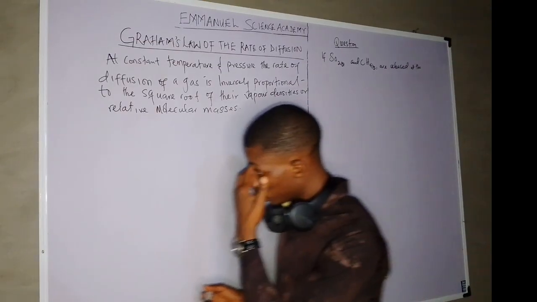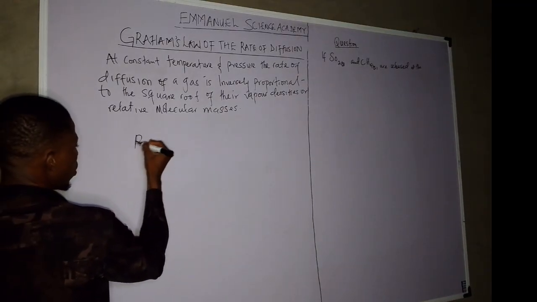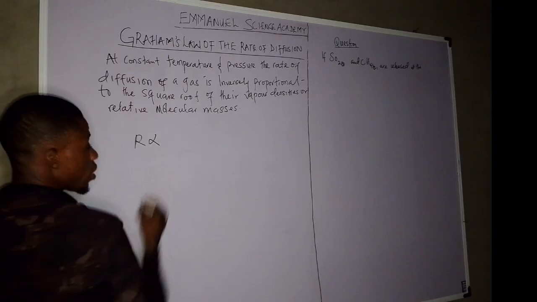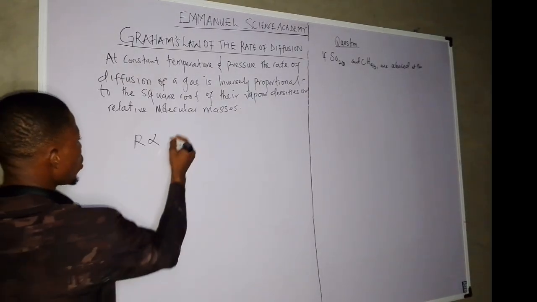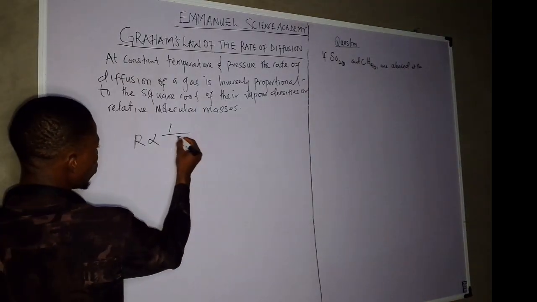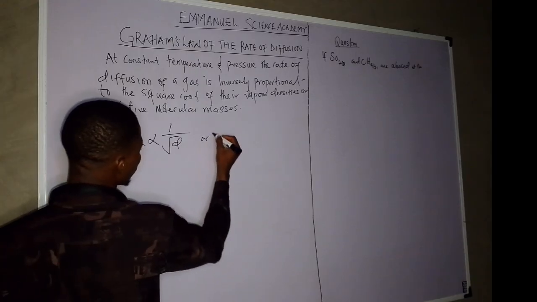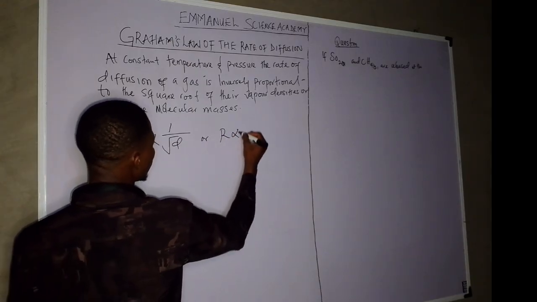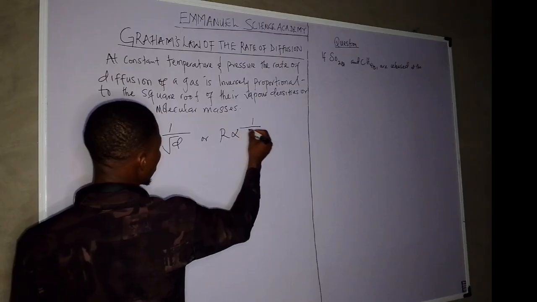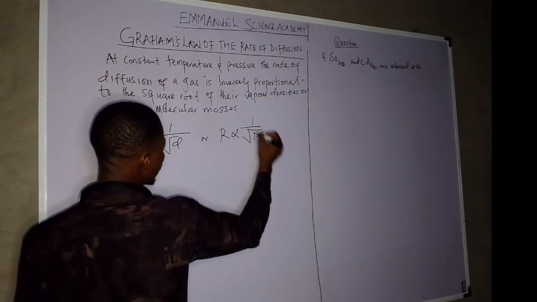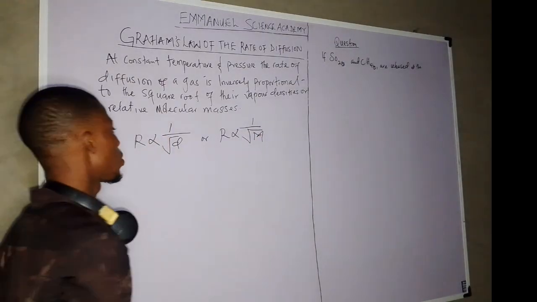So Graham's law states that the rate is inversely proportional to what? You know that this is the sign of proportion. Square root of their vapor densities, or rate is inversely proportional to the square root of their relative molecular mass.